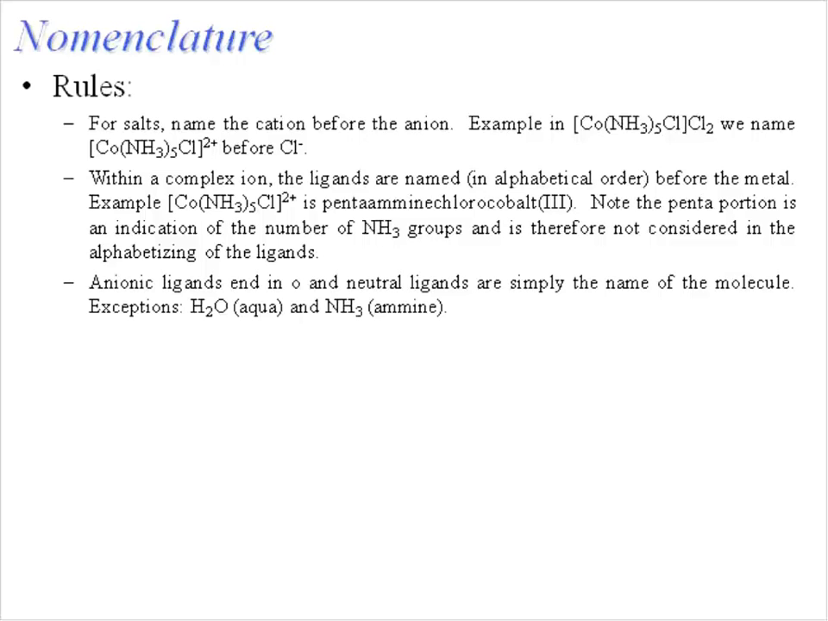Coming to nomenclature, now we should be focusing on mononuclear coordination entities. Mononuclear means a single central metal atom. Otherwise, you can have more than one central metal atom also.